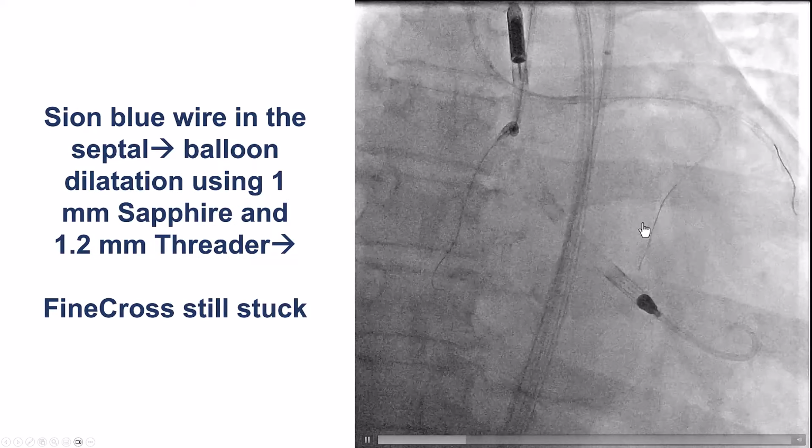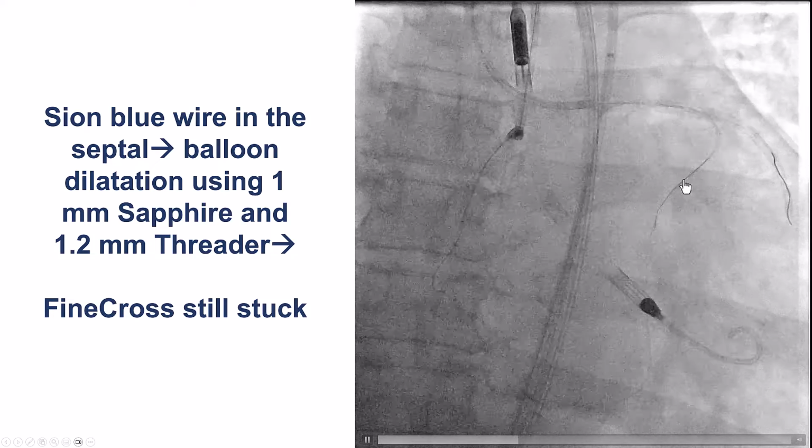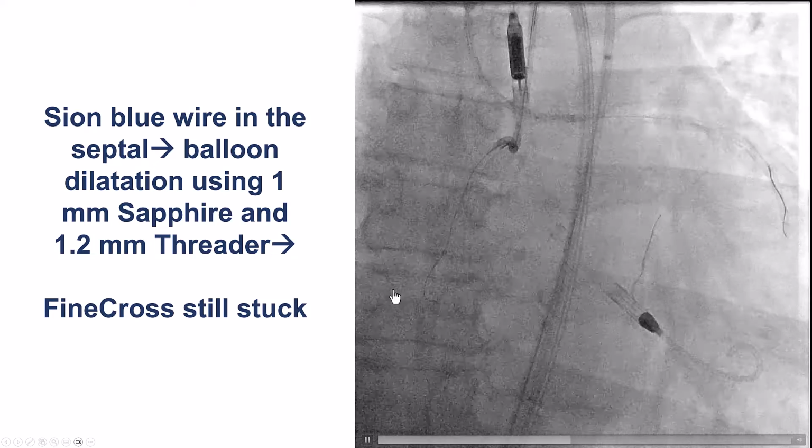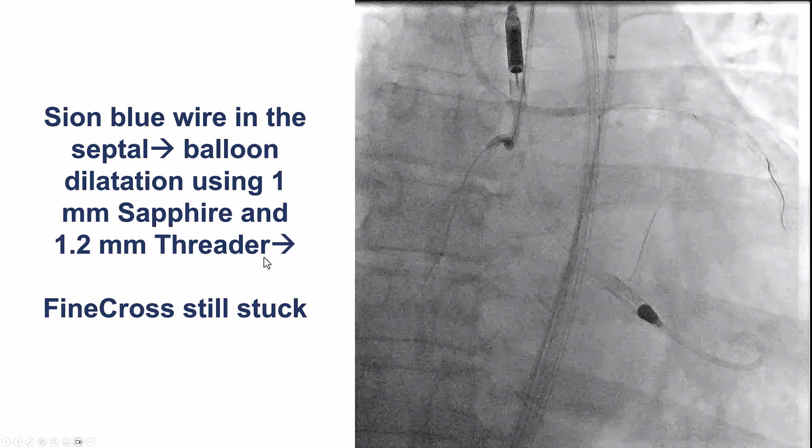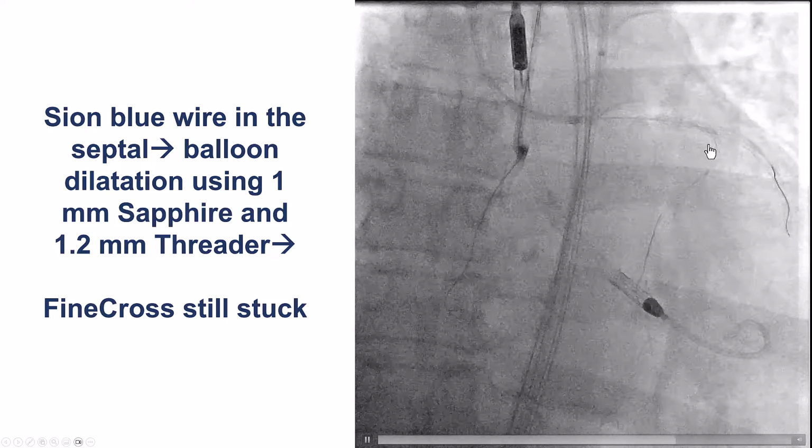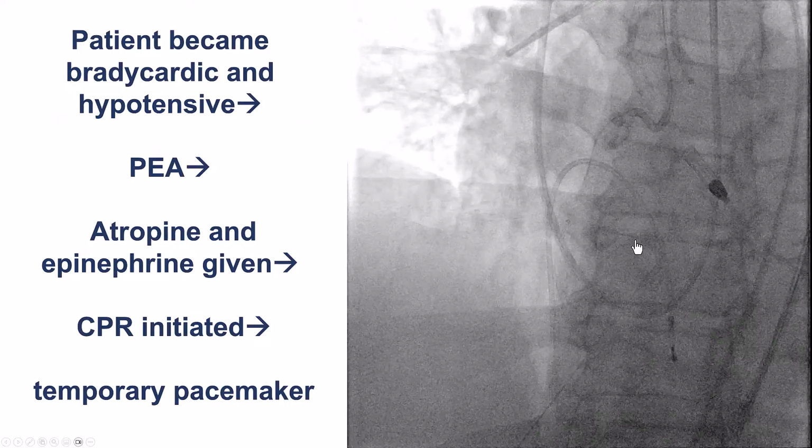Once again, we advanced another wire, did balloon inflation next to the entrapped FineCross with a 1.2 millimeter balloon. Unfortunately, that was not enough to release the FineCross.